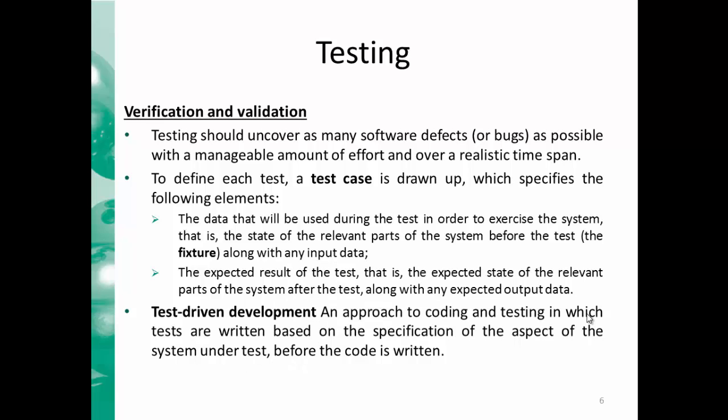One approach for coding and testing is called test-driven development. In this approach, tests are written based on the specification of the aspect of the system under test, and that will be done before the code is written.